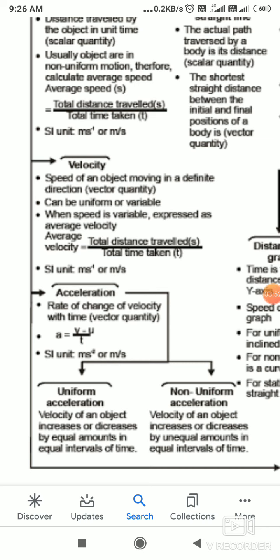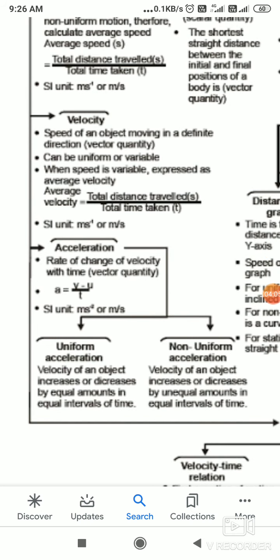Acceleration, what is acceleration? The rate of change of velocity with time is called acceleration. It's a vector quantity. a equals v minus u by t. Its unit is meter per second square. Acceleration may be of two types: uniform acceleration and non-uniform acceleration. If the velocity of an object increases or decreases by equal amounts in equal intervals of time, this is called uniform acceleration.